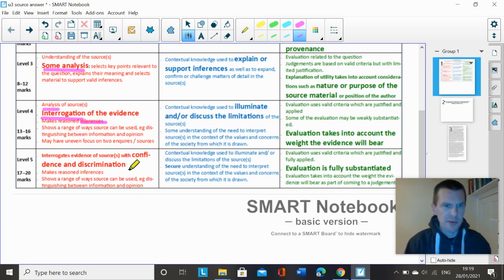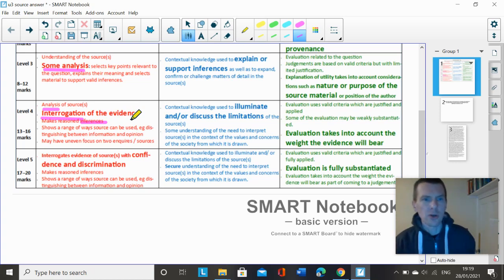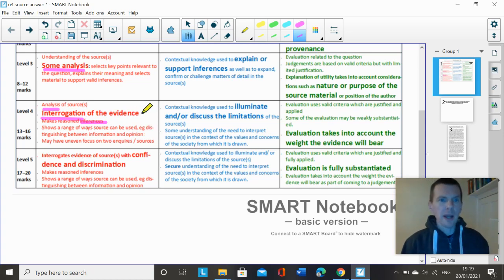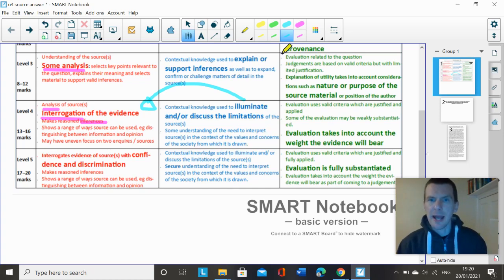And there, of course, confidence and discrimination. This, incidentally, is why we would say, try and make several points, not just 1 or 2, because if you make several points, you are likely to force yourself beyond just the obvious things in the source. Here in the middle, in the knowledge bit, contextual knowledge is used to explain what you're talking about, here to illuminate or discuss the limitations, that your knowledge is used in conjunction with what you've pulled out from here. And that's why it's contextual knowledge. There's not a great deal of progression there, really. It's just used better as you go on.